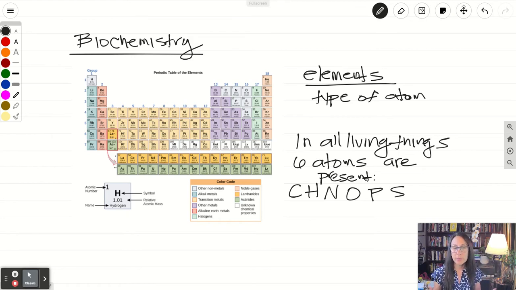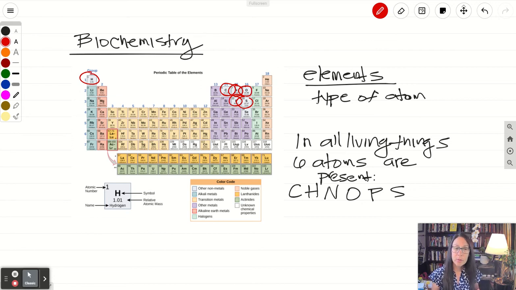Of course, living organisms have more than just these 6, but all living organisms have these 6 no matter what. I'm going to circle them on the periodic table so you can see where they are. Here's carbon, and hydrogen is over here, number 1. Here's nitrogen, here's oxygen, phosphorus, and sulfur. Those are the 6 that are found in all living things.